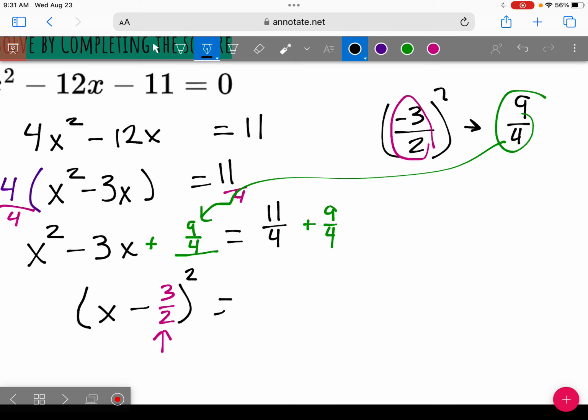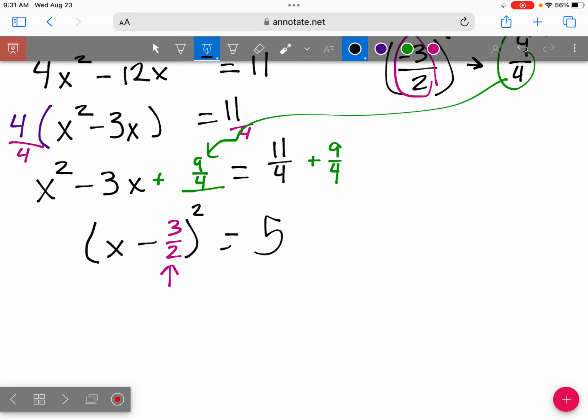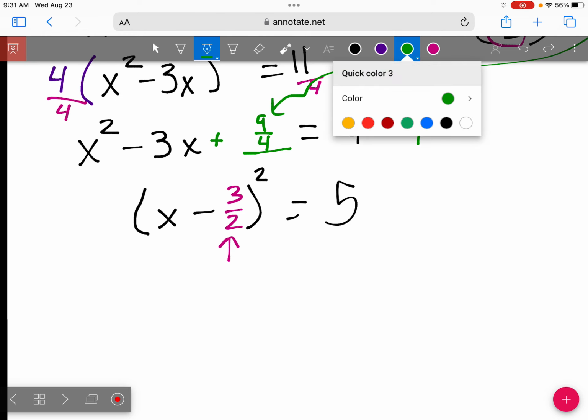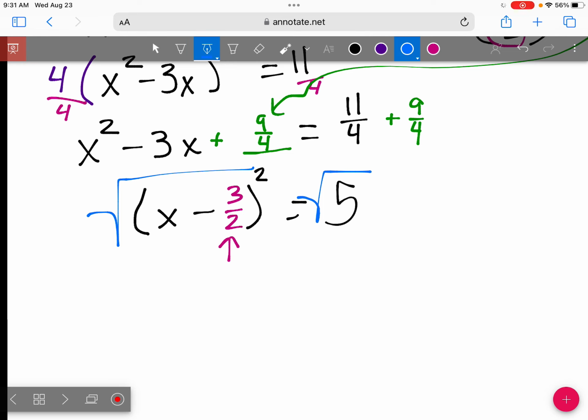Then we have 11/4 plus 9/4, which gives us 20/4. Does that simplify? Yes. To what? 5. I like that better. That's way easier to write. Feel better now? Where all the pieces come from? Yes. Okay. Then we square root both sides, and we get x minus 3/2 equals positive or negative square root of 5.